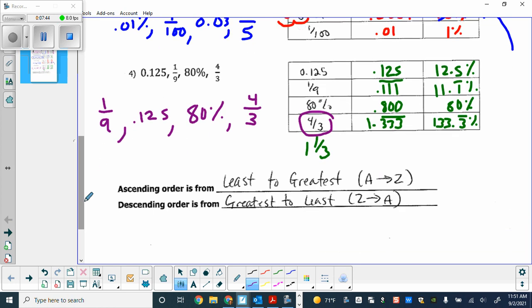And just some quick vocab. If you put something in ascending order, you're going from least to greatest, which is what we did for all of these problems. We put it in ascending order. So again, A to Z, that's going from the first to the last in the alphabet, smallest to biggest. And then descending, kind of like how a plane descends back towards the ground. It's going from biggest to smallest, greatest to least, or backwards alphabetically from Z to A.